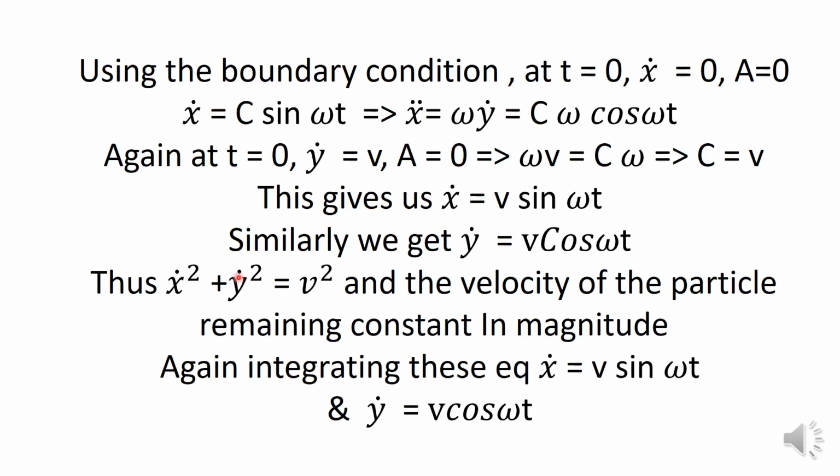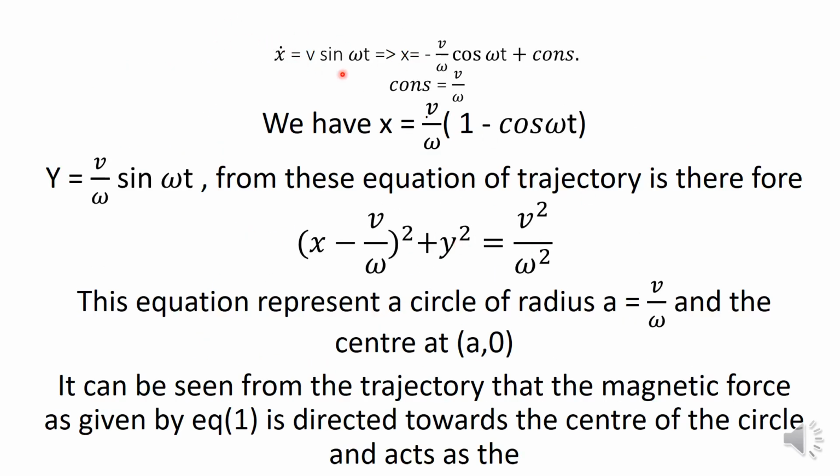Again, if we integrate the equations x dot is equal to v sin omega t and y dot is equal to v cos omega t, we find the values for x and y. That means the position of the charged particle at any instant of time. For this, x dot is equal to v sin omega t. If we integrate it, x is equal to minus v by omega cos omega t plus a constant.